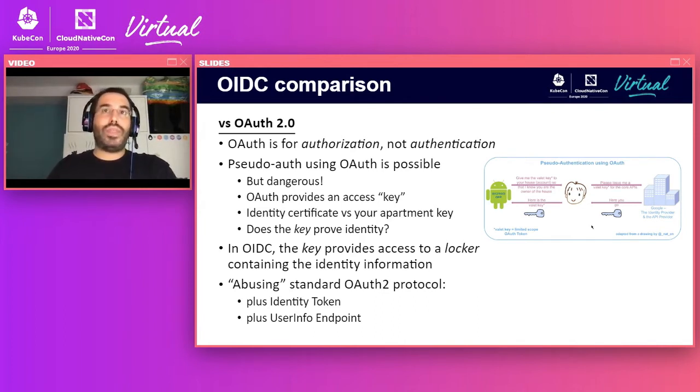So OAuth 2 is about getting keys for accessing something. OAuth 2 can be used as a pseudo authentication mechanism in the sense that if you give me a key to access your apartment, probably you are the apartment owner, but the key itself doesn't prove your identity. So in OpenID, the key provides access to a document certifying your identity by adding the ID token and a user info endpoint to OAuth 2. So some people call this abusing the standard OAuth 2 protocol.